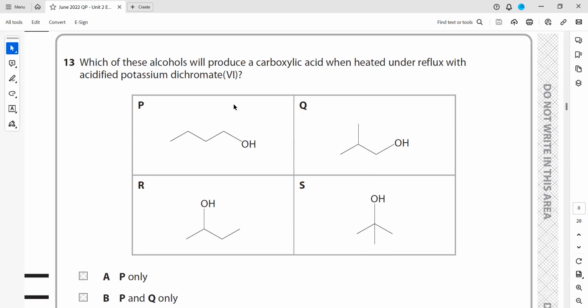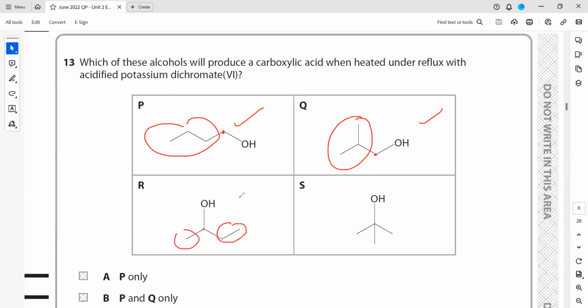Which of these alcohols will produce a carboxylic acid when heated? So this is a primary alcohol. A primary alcohol will produce a carboxylic acid. This is also a primary alcohol because the carbon attached to OH is attached to only one carbon chain. This one is a secondary alcohol.